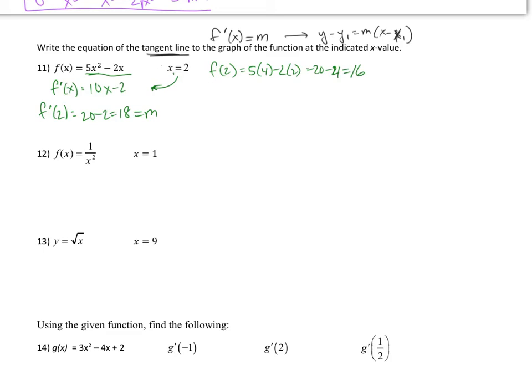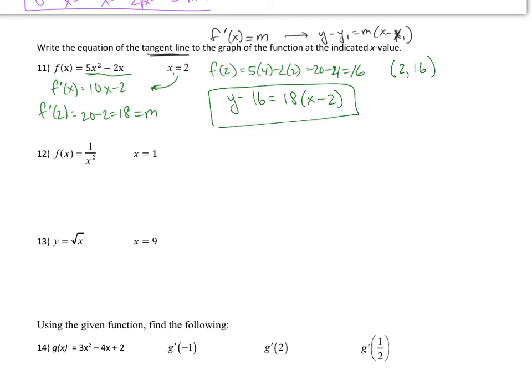So what we end up with now when we plug it into our formula, let's take a look. We've got the point 2 comma 16 is what it goes through. So y minus 16 equals my slope, 18 times x minus 2. And that's the equation of my tangent line.